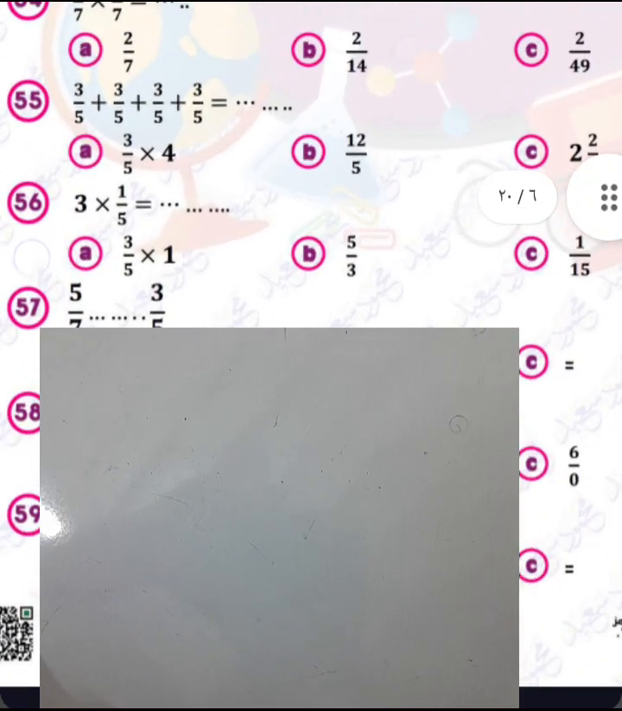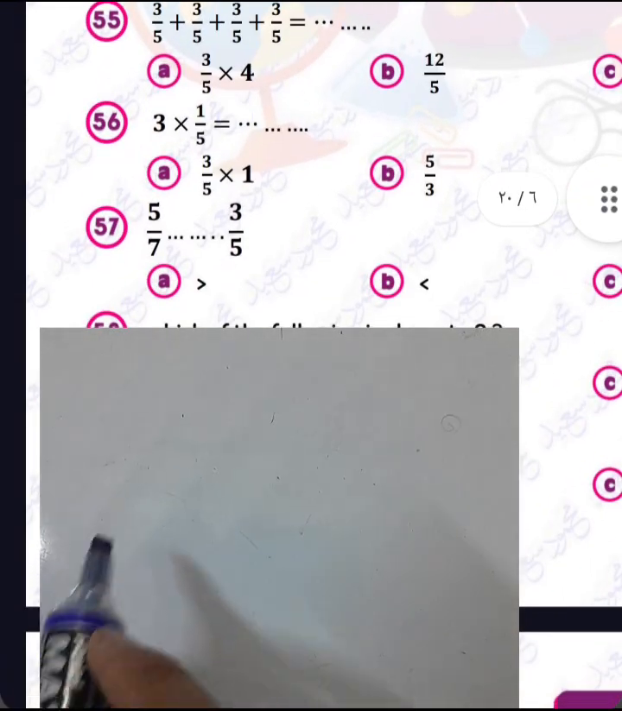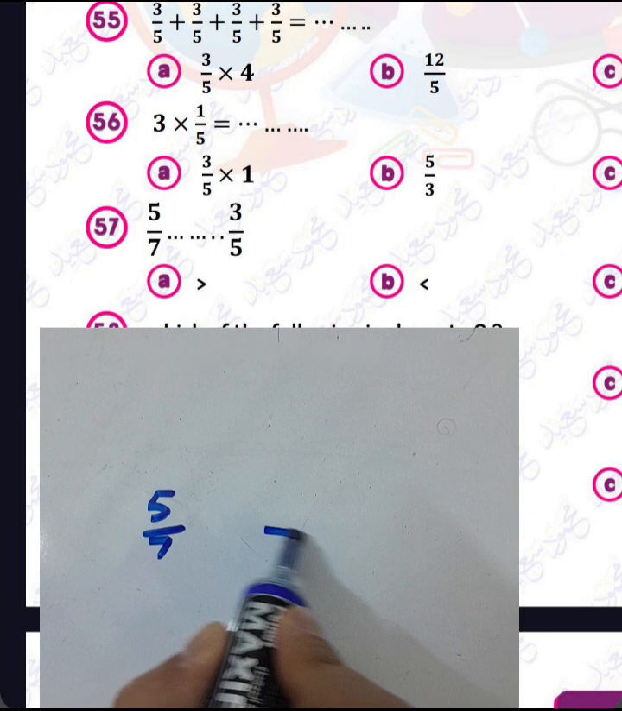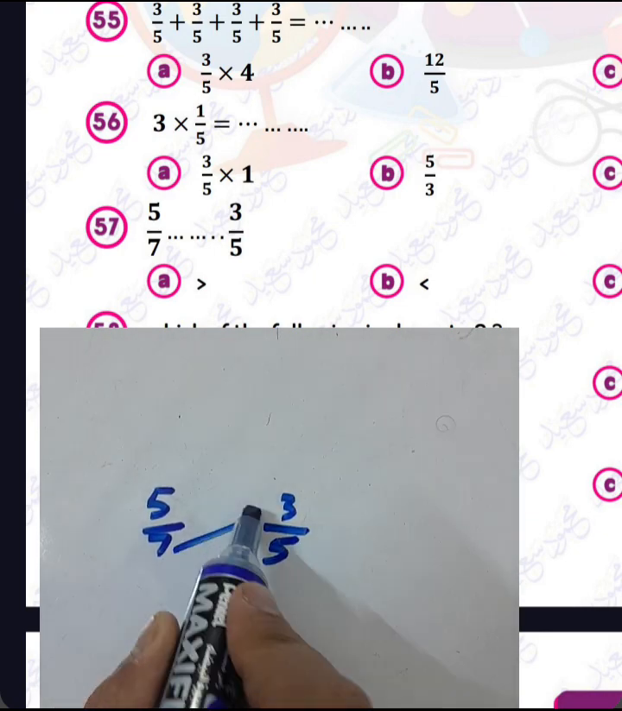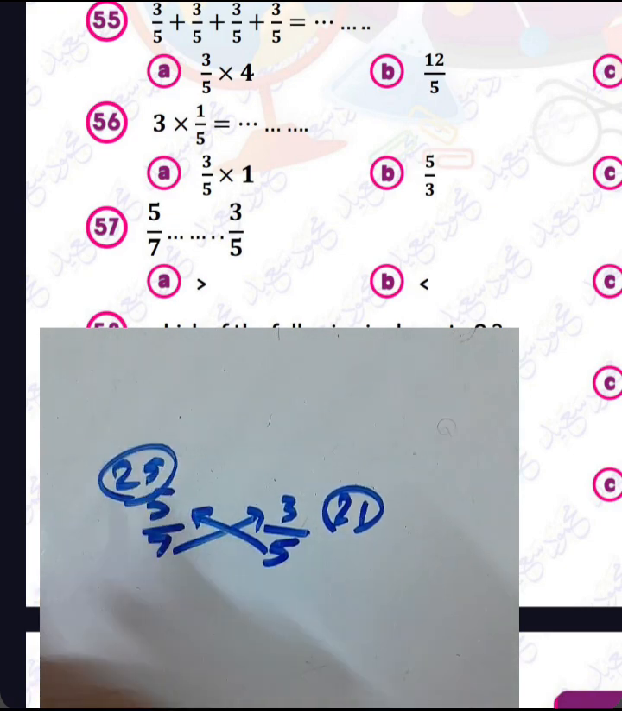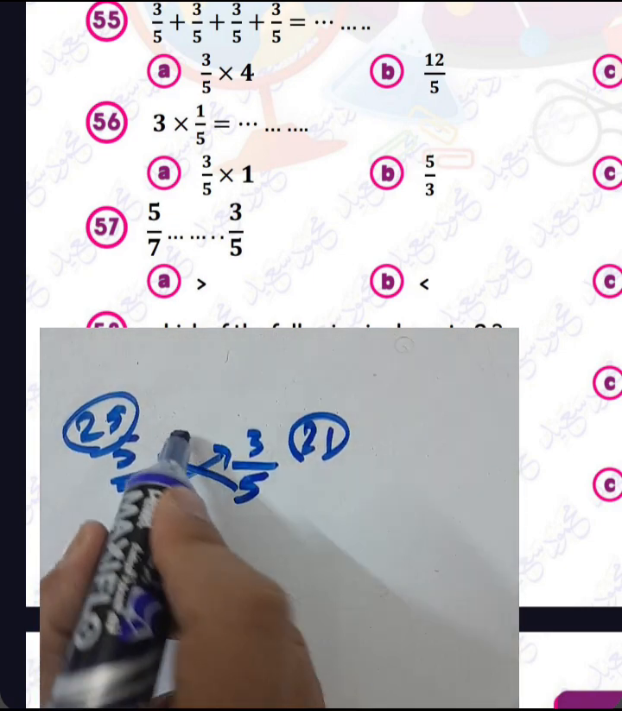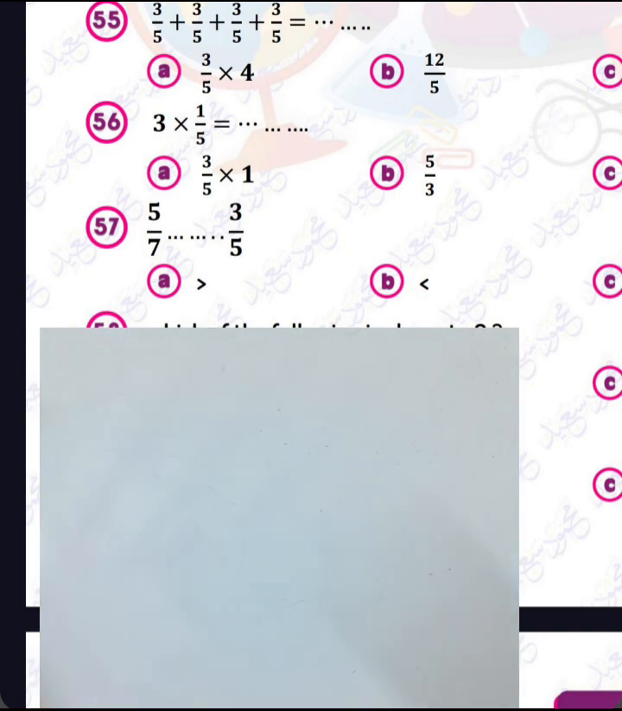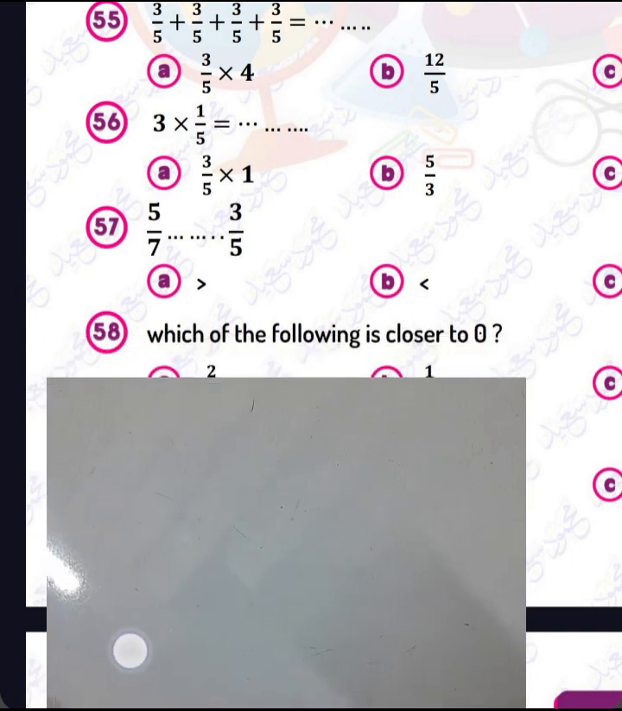Question 57. 5 over 7 and 3 over 5, we can compare. 3 times 7 equals 21. 5 times 5 equals 25. Then 25 is greater than 21. Next question.